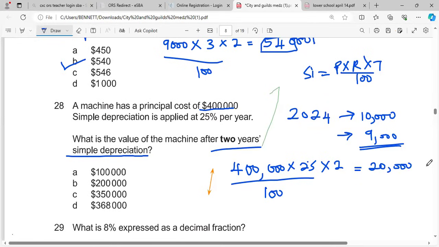You said 20 million? Mm-hmm. Then you divide by 100. When you divide by 100, you just have to cross out the 2 zeros that you have at the end. And then you'll just divide it by the 1 and you'll get 200,000, which is B.